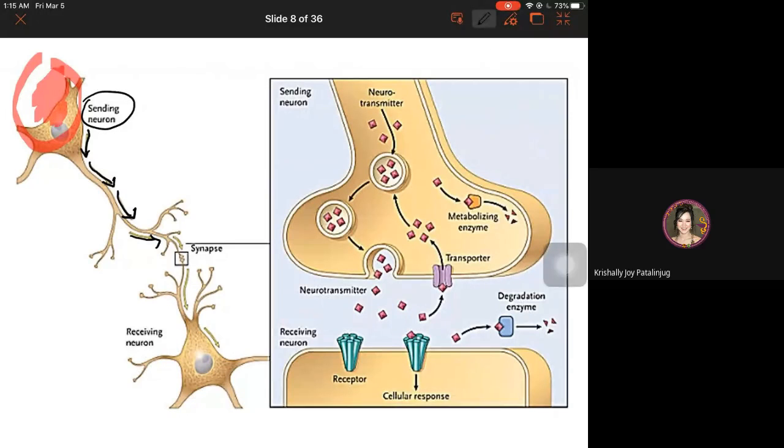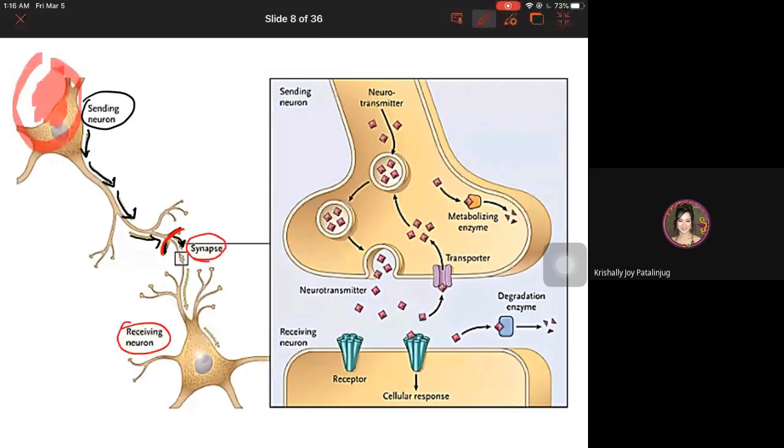Okay? Now, when the time comes na nakaabot siya in this part, itong part na to, nakaabot siya dito sa dulo. Ayan. Terminal part ng sending neuron. Recall na hindi po directly connected ang sending neuron sa receiving neuron. They are not totally continuous. Dahil nga may gaps, di ba? May gaps which are known as synapse.